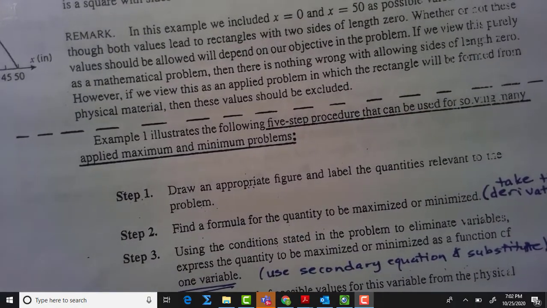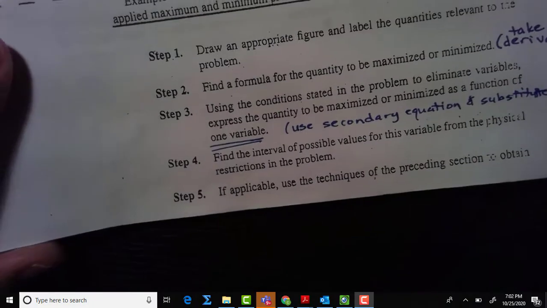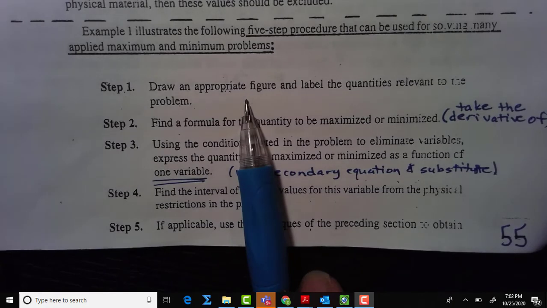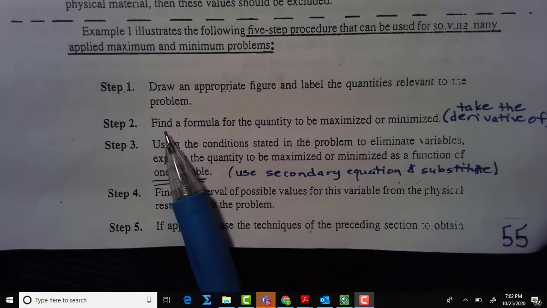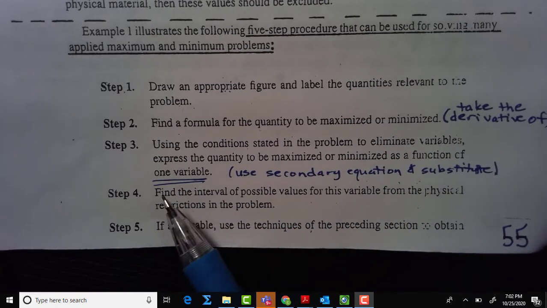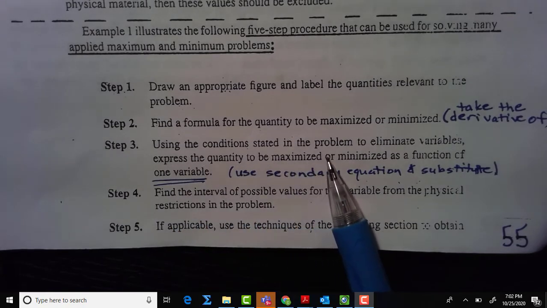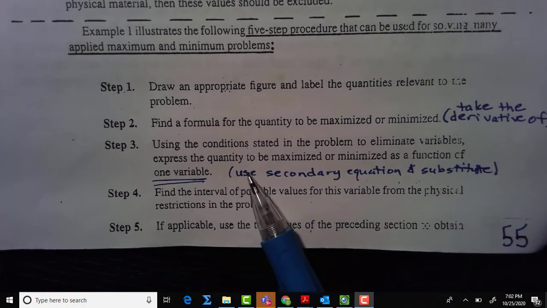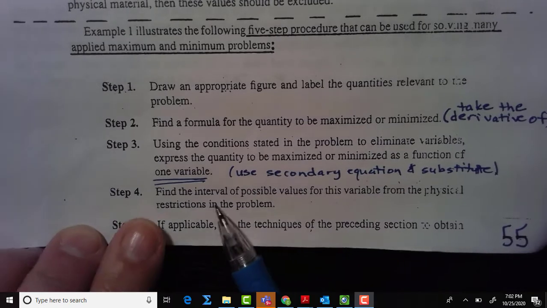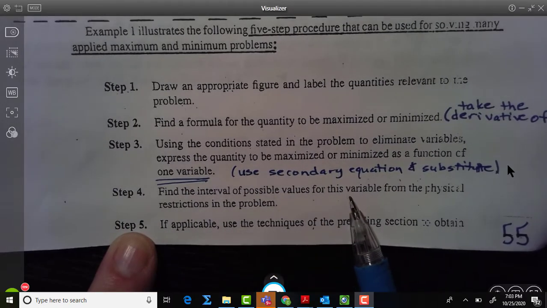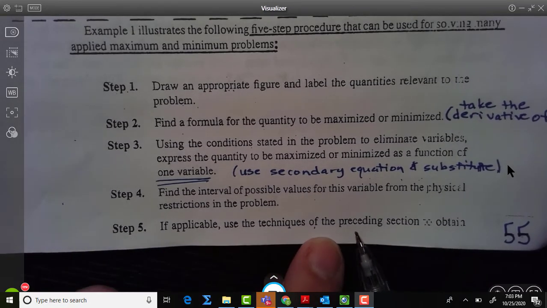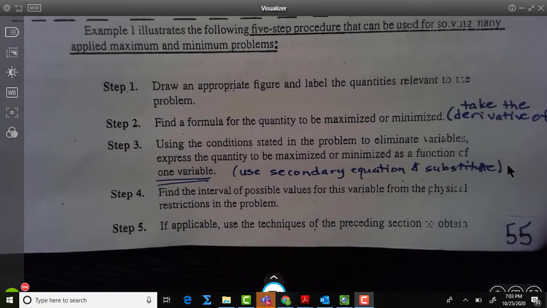Five-step procedure for finding maximum and minimum in optimization problems. 1, draw the appropriate figure and label the quantities relevant to the problem. 2, find a formula for the quantity to be maximized or minimized, and we're going to take the derivative of that eventually. 3, use conditions stated in the problem to eliminate variables, expressing the quantity as a function of one variable. So you're going to use that secondary equation to do that. 4, find the interval of possible values for this variable. That's your domain you're looking at. And then 5, if applicable, use techniques of the preceding section to obtain maximums and minimums.